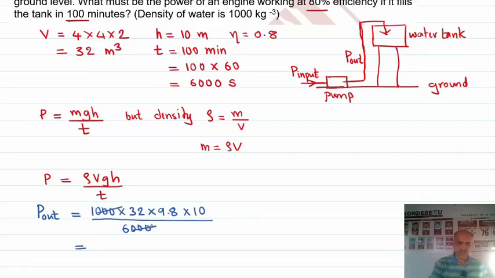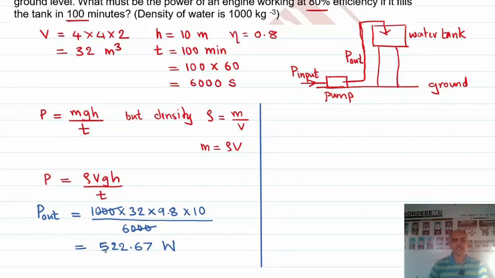32 into 9.8 into 10 divided by 6 divided by 6. So you are having 522.67 watt. So this is power output. But what power of engine is required, he has asked. What must be the power of engine, he has asked.